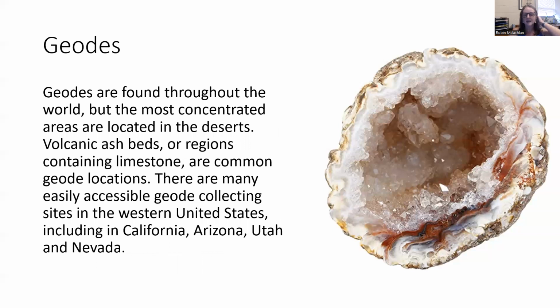Because of this, geodes can be found throughout the world, all the way from deserts to volcanic ash beds to the ocean floor. But volcanic ash beds and regions containing limestone are the most common geode locations because they tend to have the most air bubbles, the most vugs, the most voids. And because of this, you want to go somewhere with a lot of volcanism or limestone to find geodes, such as California, Utah, Arizona, Nevada, things like that. We do have them here in Georgia, just not as common.